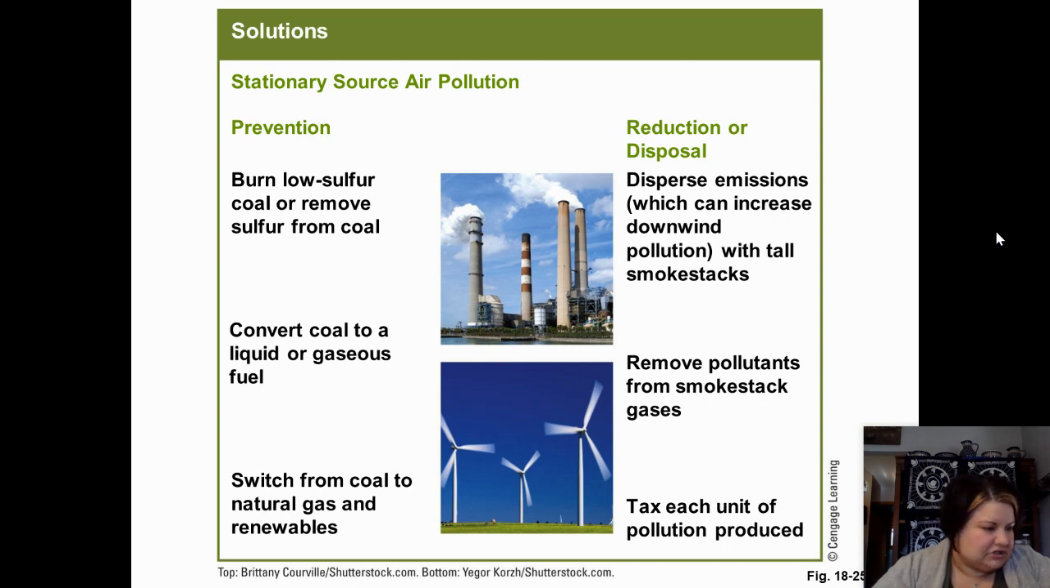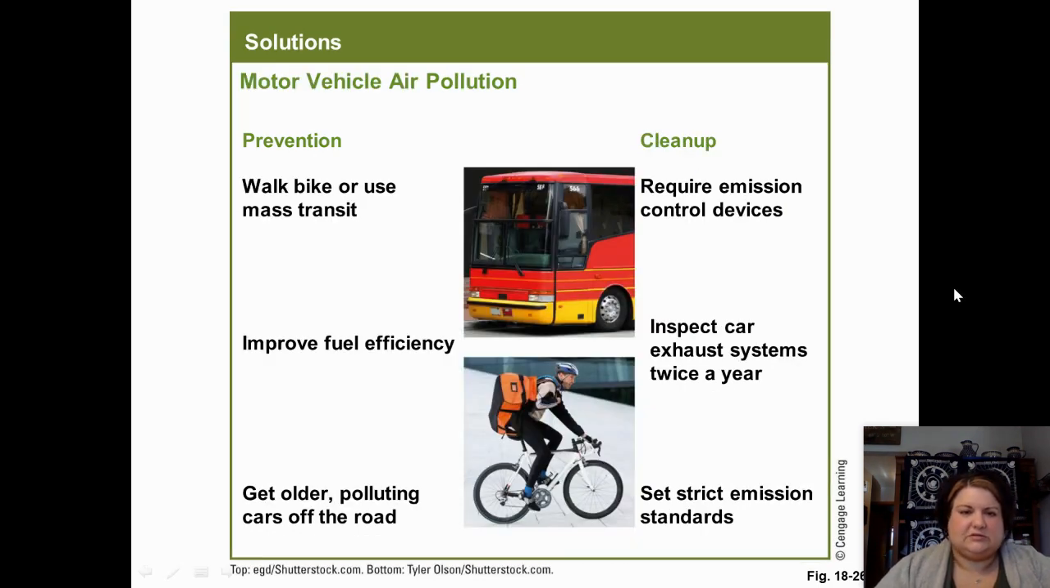That same question, so what is it, 14? That same question, let's look now at motor vehicles. So we can go back to walk places, bike places, use buses, use the subway, stuff like that. Improving fuel efficiency. So this was back in chapter 16 when we talked about energy efficiency. And then again, get older cars off the road that are polluting.